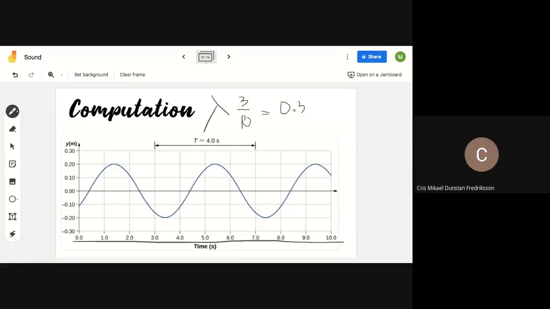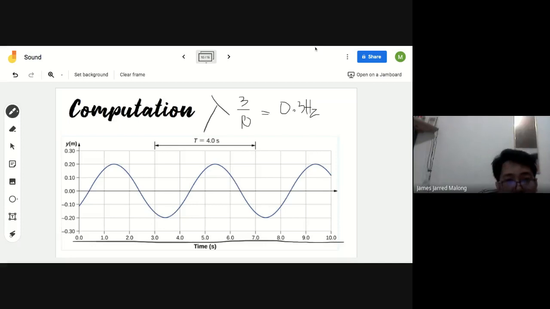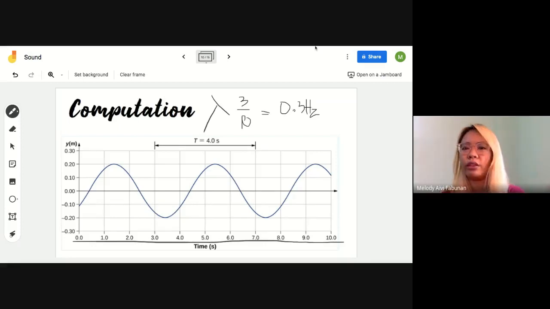2.2. What's the unit? Hertz, ma'am. Hertz. So our frequency is 0.3 hertz.